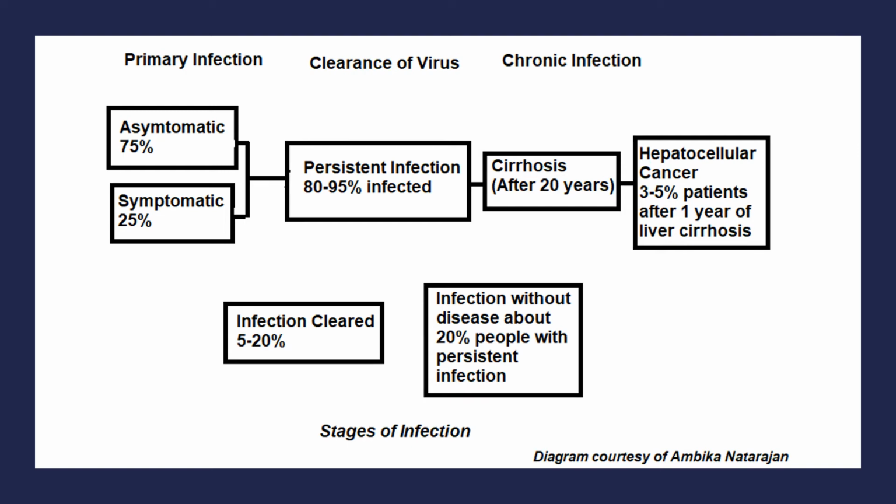After HCV entry, the virus produces an acute infection which is asymptomatic in 75% of cases and symptomatic in 25% of cases. The infection spontaneously resolves in 5 to 20% of cases within the first 12 to 16 weeks. It may, however, become chronic in about 80 to 95% of cases. In many cases, the infection remains undiagnosed for a long period of time, as long as 20 years, as chronic infection is frequently asymptomatic. In 20% of people, the chronic infection does not produce disease.